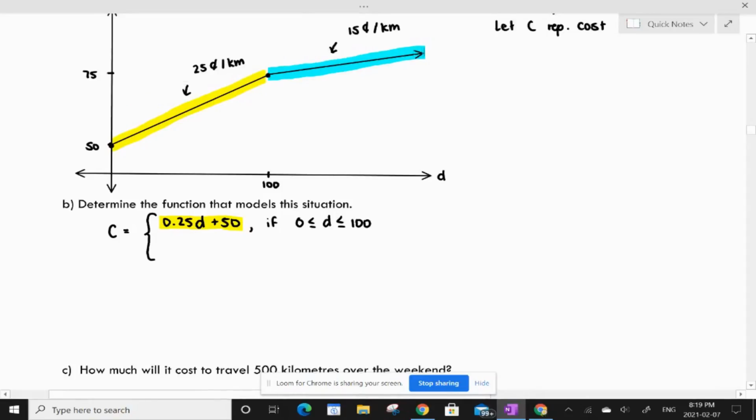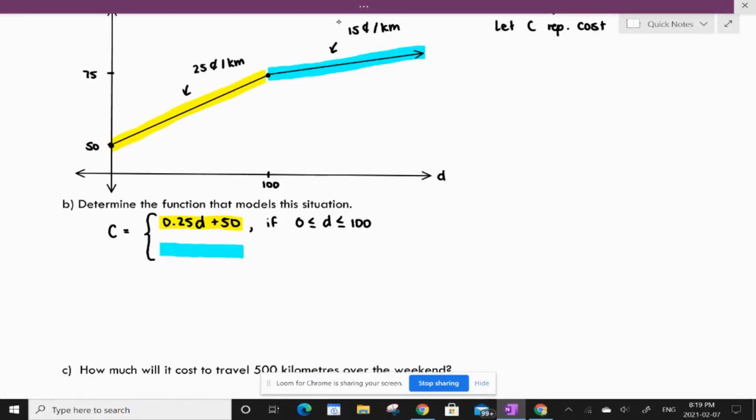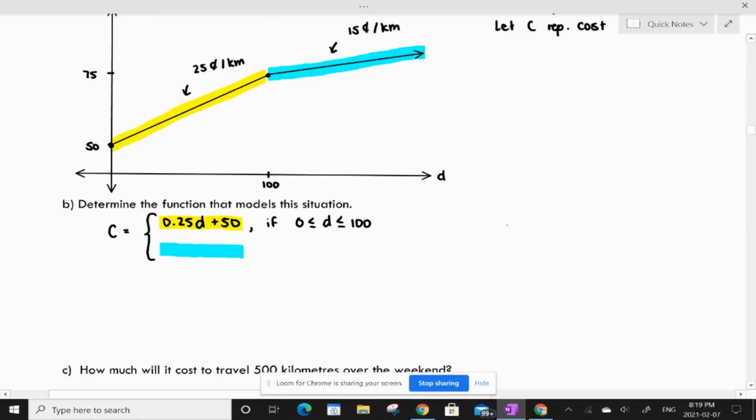Now, you might be going, miss, I know that the slope is 0.15 because it's 15 cents per kilometer, but I don't know what the starting cost is because that's a different line there. And then we have to think about how do I figure that out? Well, let's take a look at that work on the side. So on the side, I'm just going to say for second portion.